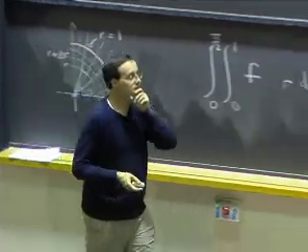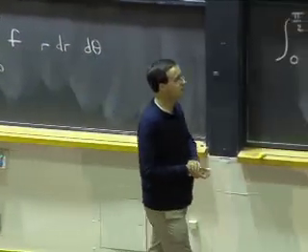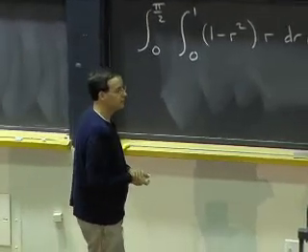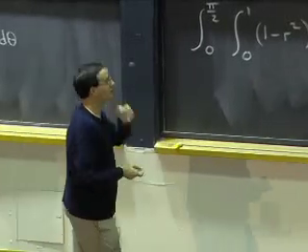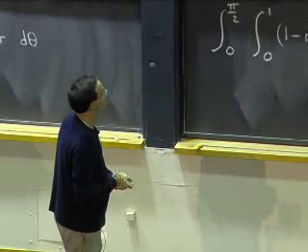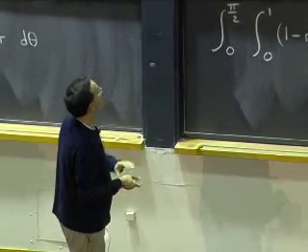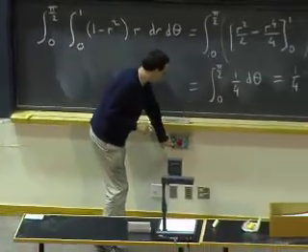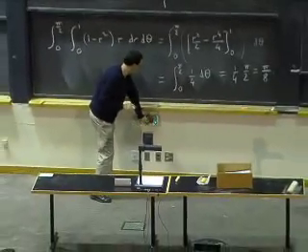Yes? When you say you're computing the rectangle when they get smaller and smaller, I'm curious why you use r delta theta instead of r plus delta r? Yes, that's a very good question. Why do I measure the length inside instead of outside?